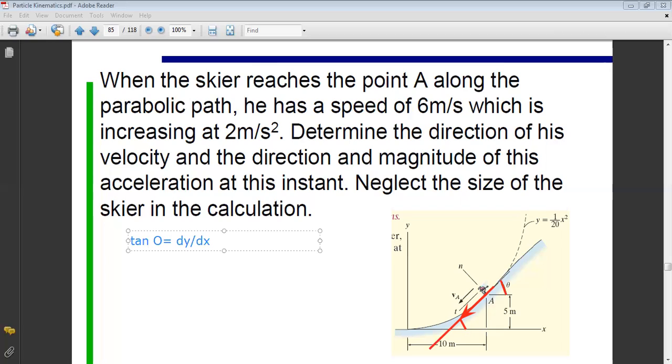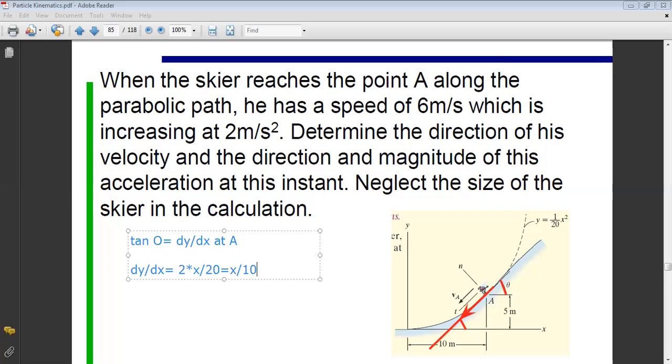So here in particular, I am interested in theta at point A. So I need to find dy by dx at A. So first I will find in general what is dy by dx, then I will apply it at point A. So first, what is dy by dx? I have the function, which is 1 over 20 x squared. If I derive it with respect to x, what do I get? I get 2 times x over 20, so it is equal to x over 10. This is my first step.